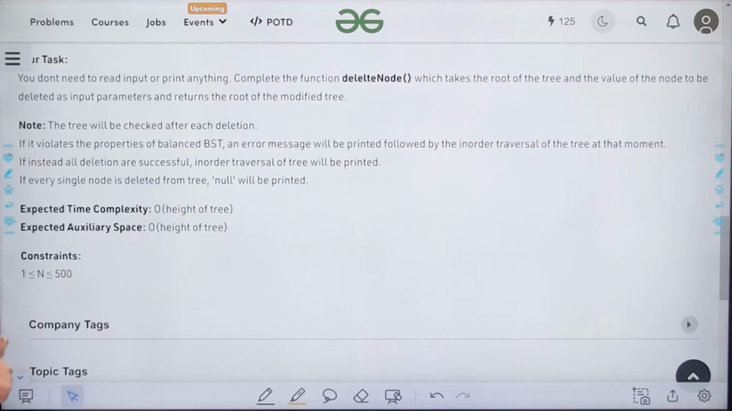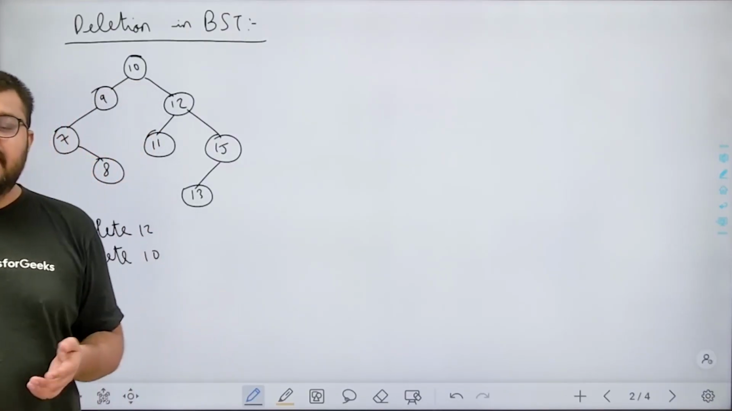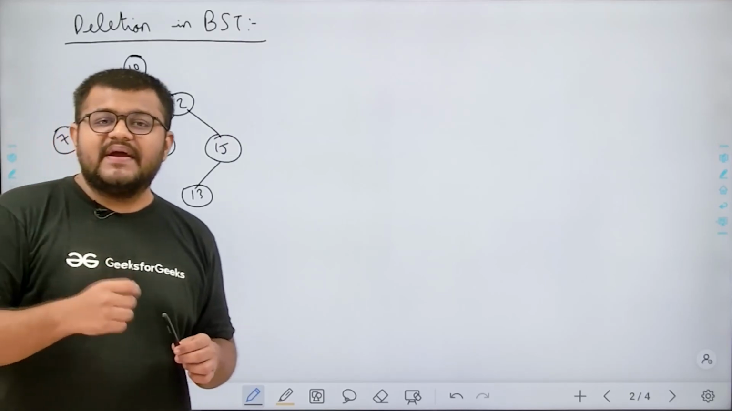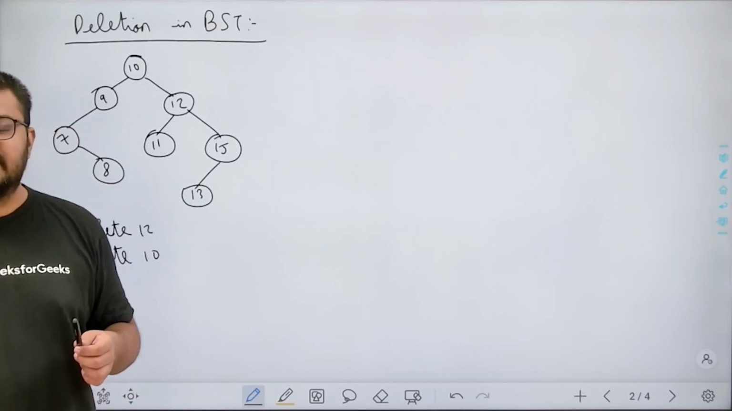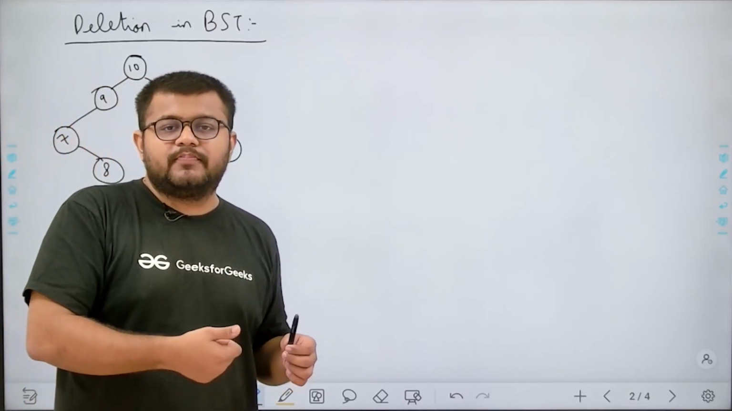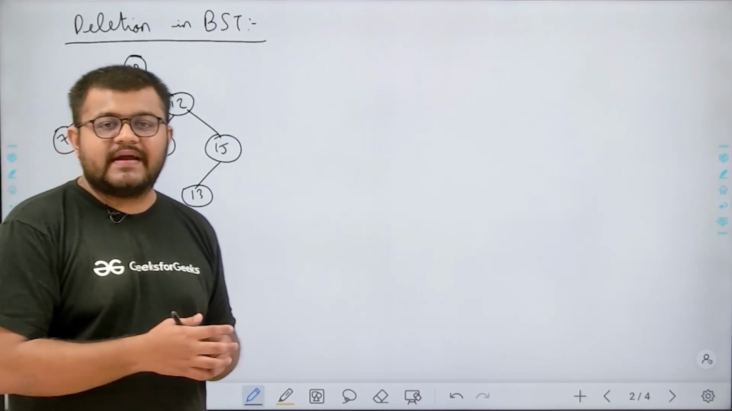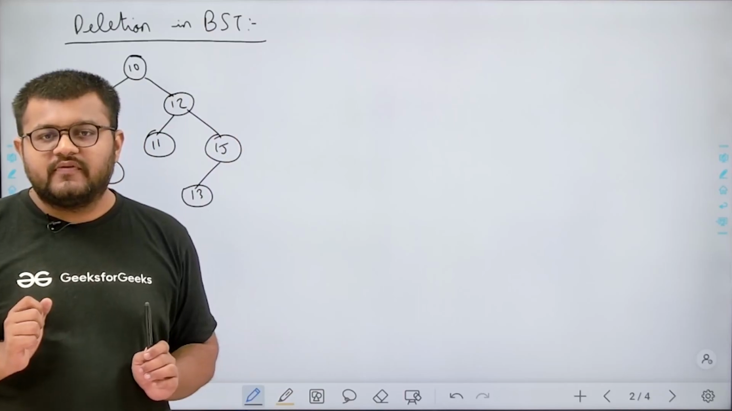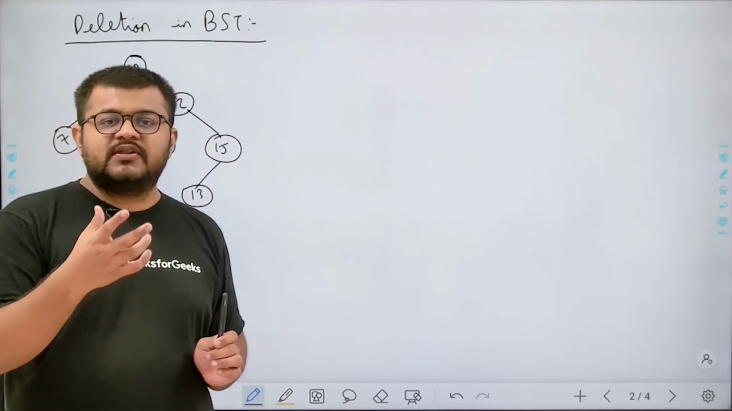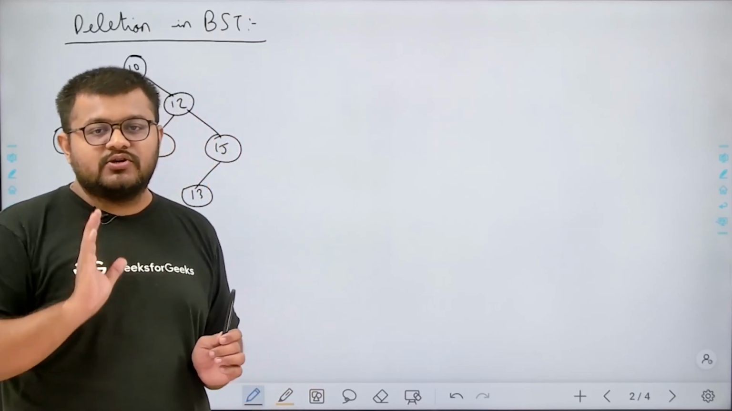Constraints are given here. So now we know about AVL trees, right? AVL trees are nothing but self-balancing binary search trees. They should follow the property of binary search trees, as well as be balanced at all points of time. Balanced means the height of the left subtree minus the height of the right subtree for all the nodes should be less than or equal to 1 at all times. So after each deletion, the tree should balance itself such that this condition holds true.